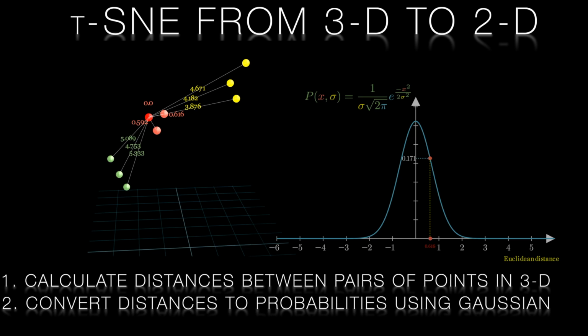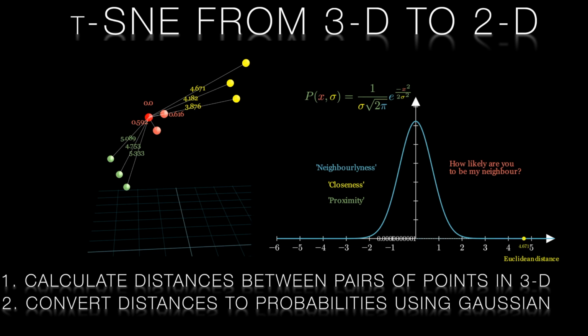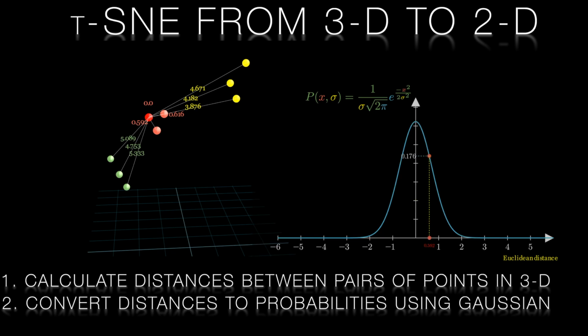So more on that in a little while. We could call this probability a measure of neighbourliness or closeness or proximity. Here we can see that the green and yellow points have a much lower neighbourliness score to our bright red point than the bright red point does to the other 2 red points.